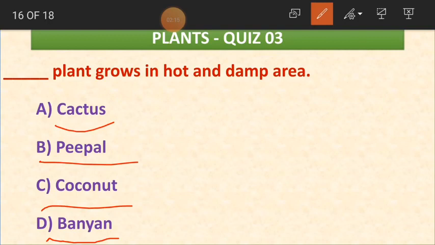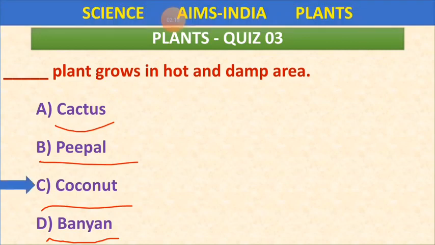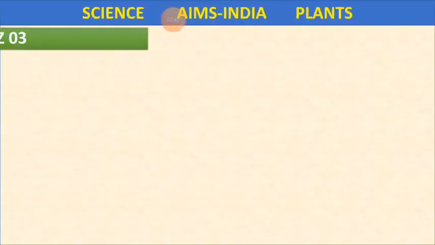Yes, that is the C option. Coconut trees. Coconut trees grow in hot and damp areas. The climate will be hot and they have a slightly very little moisture. They are slightly wet. So this type of area is very much suited for coconut plants. Yes. Now we'll go to the next question.